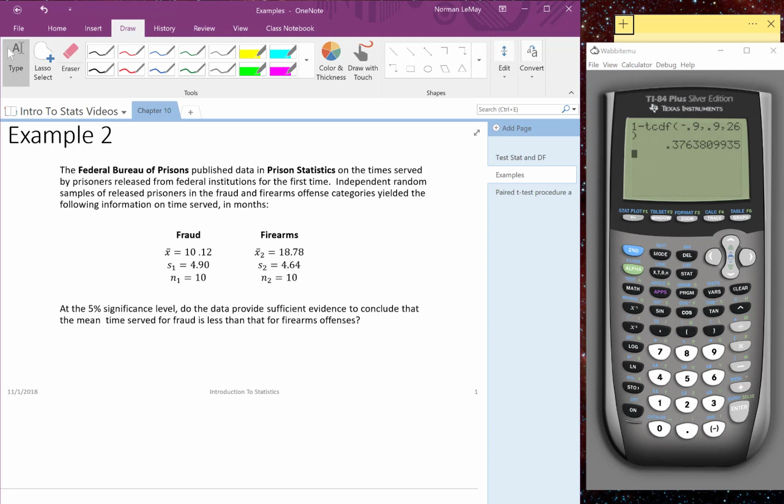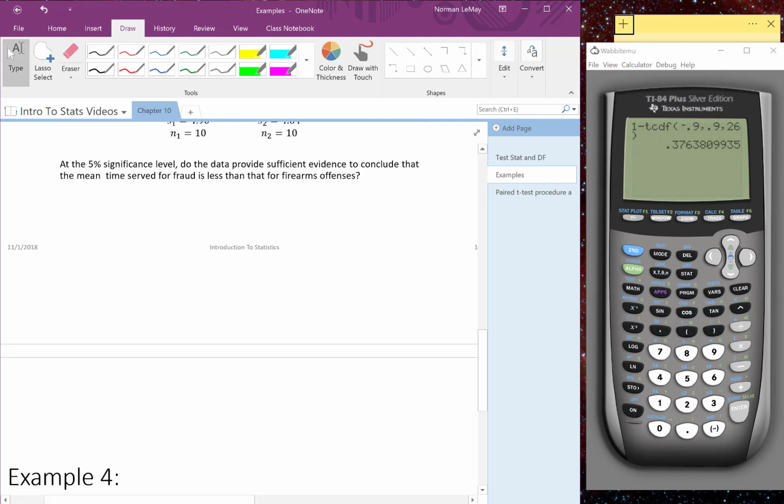Okay, so coming back over here, it is very nice to know which is going to be our first population and which is our second. So just for sake of brevity and time, I'm just going to say that fraud is going to be population number 1 and firearms is going to be population number 2.